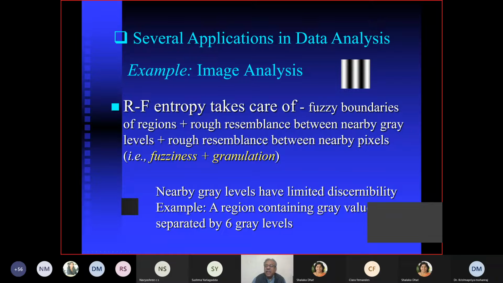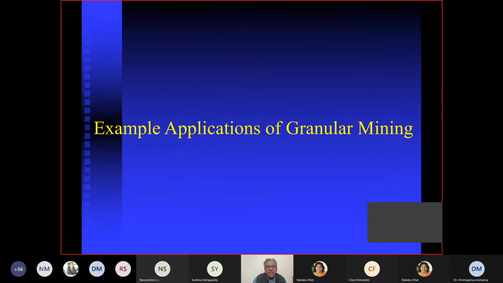Therefore, that introduces granule theory. So that means in an image, every pixel can be considered as a granule. At a coarser level, any region can be considered as a granule. So these are the concepts of granules. And that means rough fuzzy entropy can be considered as a tool of uncertainty modeling for image analysis.